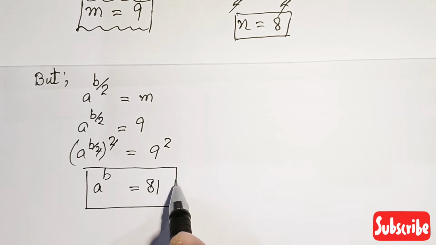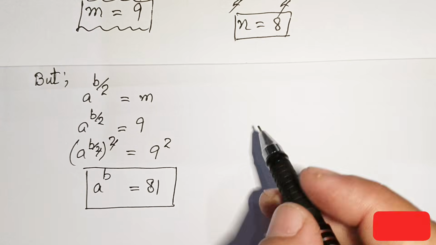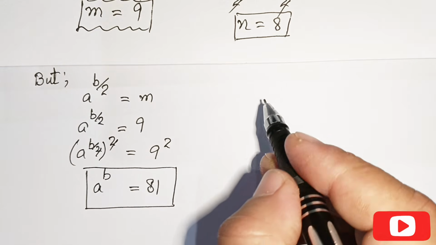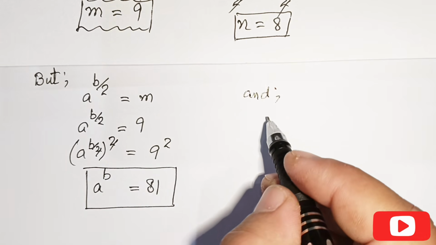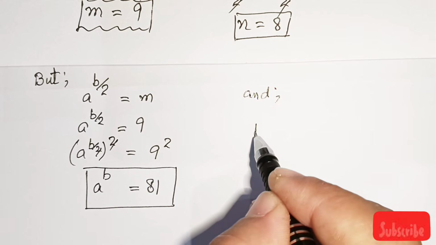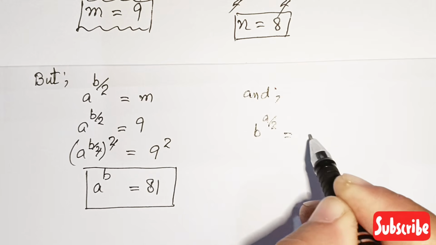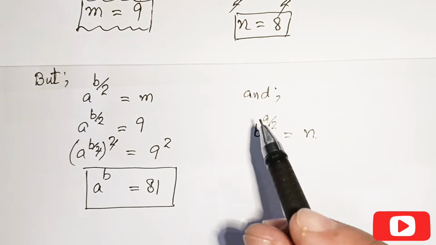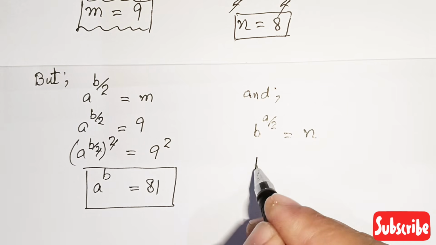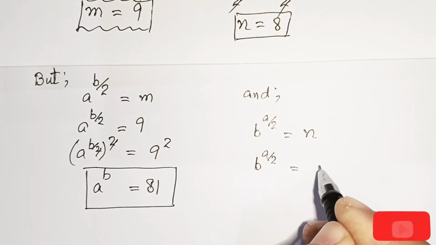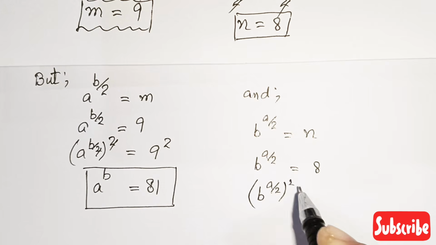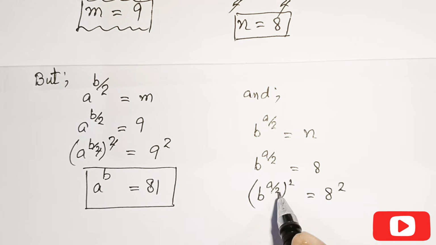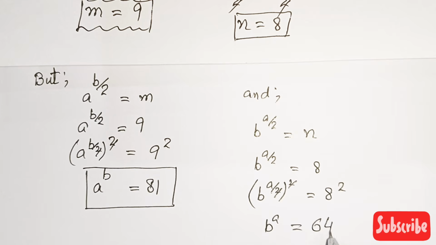Now here we have n is equal to 8, but we also know that b to the power a over 2 is equal to n, and the value of n is 8. Then we get b to the power a over 2 is equal to 8. Now taking squares on both sides, then cancelling 2 with 2, we get b to the power a is equal to 64.